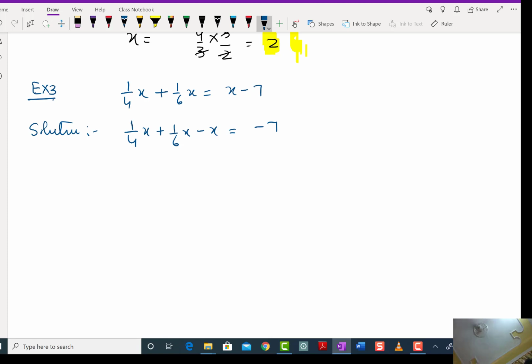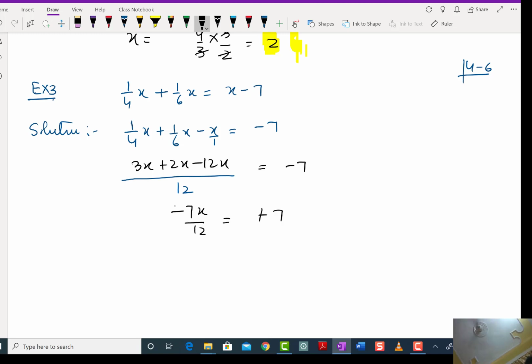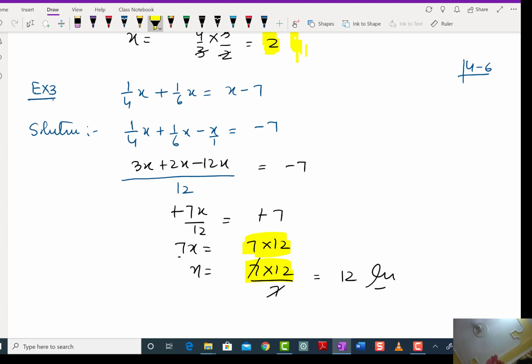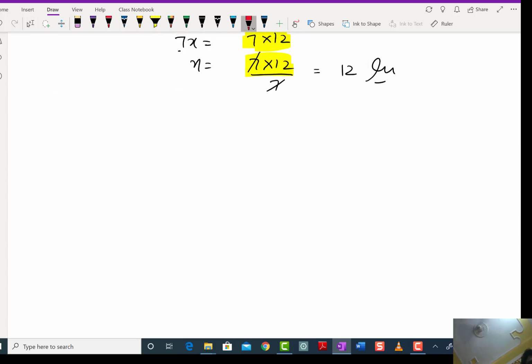We'll take LCM. So LCM of 4 and 6 will be 12. So this will be 3x plus 2x minus 12x is equal to minus 7. Minus 7x by 12 is equal to minus 7. Minus minus is cancelled. 7x is equal to 7 into 12. x is equal to 7 into 12 by 7. This is being multiplied, that will be divided. 12 will be the answer. There is no need to multiply here. You can leave it because we have not reached the final result. Unless we reach the final result, we can leave it here only.